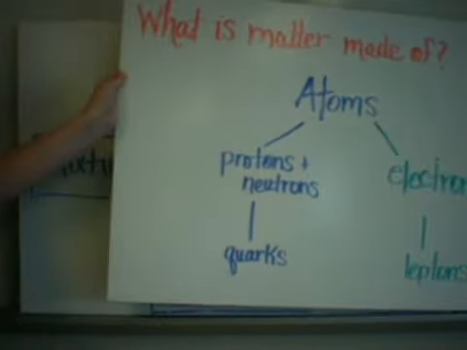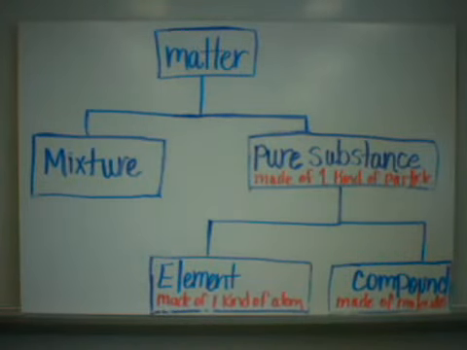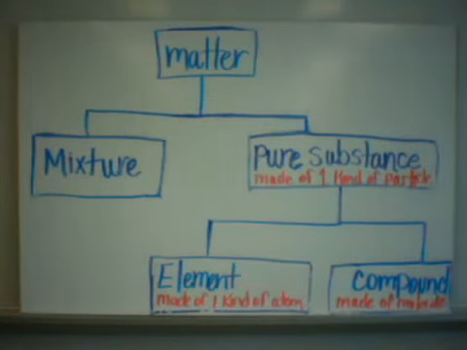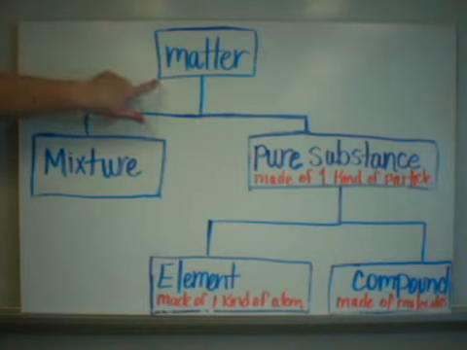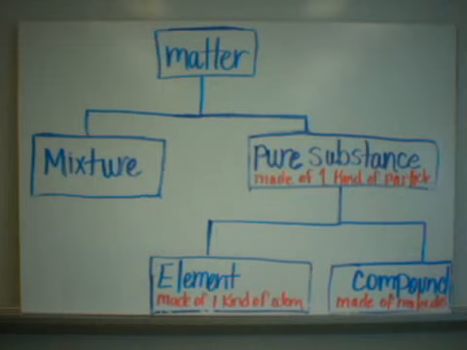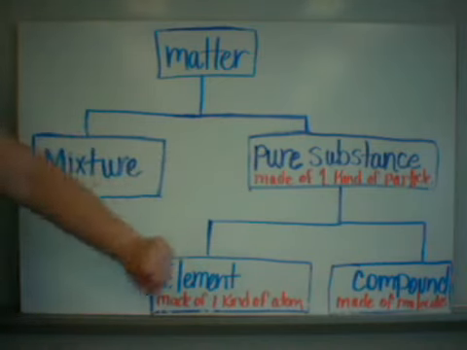What I have here is just a chart classifying matter. It can be divided into two major categories, and we're going to spend some time defining each of these later in the video. Matter, if it is made of only one kind of substance, only one kind of particle, we call it a pure substance. Sometimes people just call it a substance. And if it's made up of two or more kinds of particles, it's going to be called a mixture. Pure substances can either be elements or compounds.